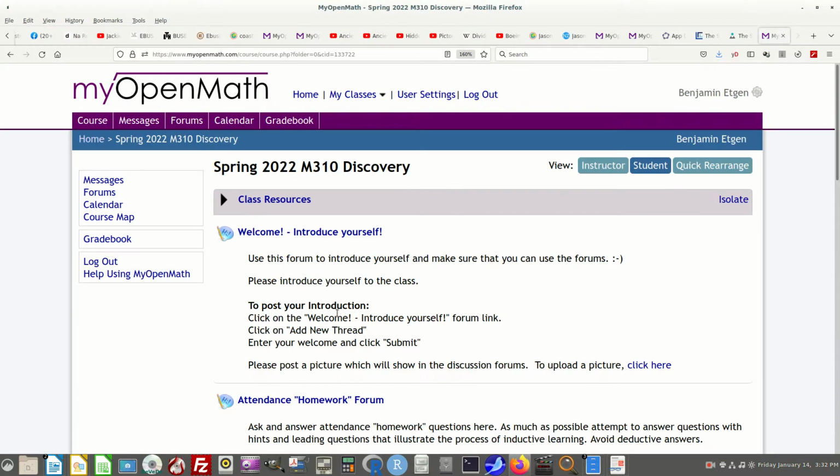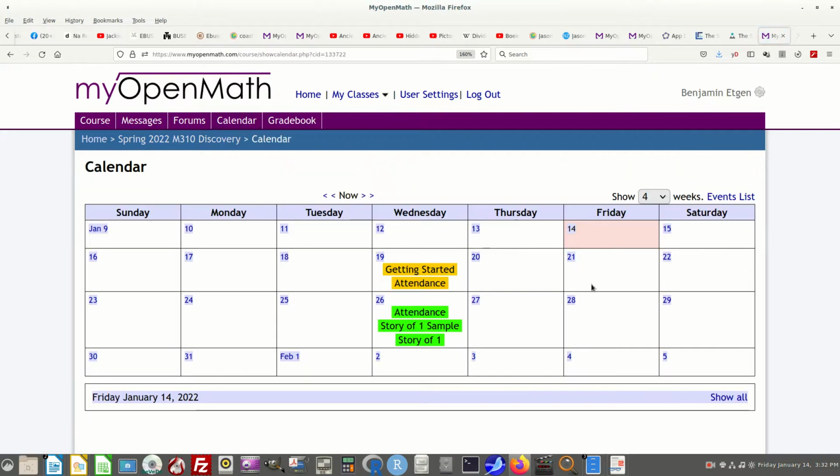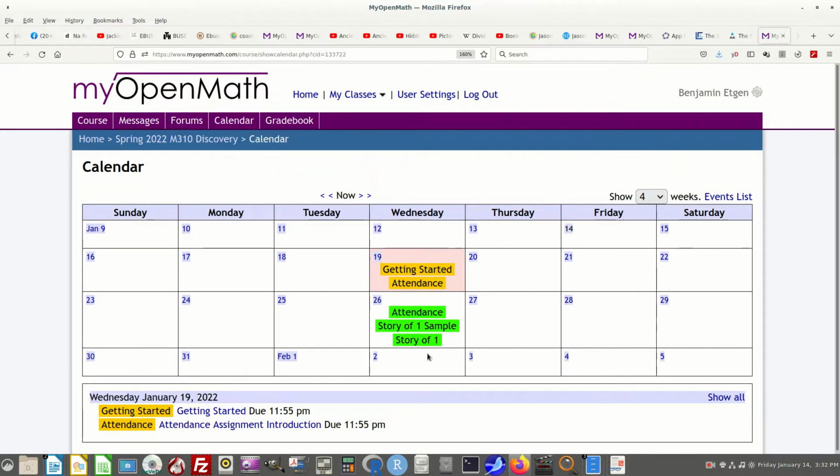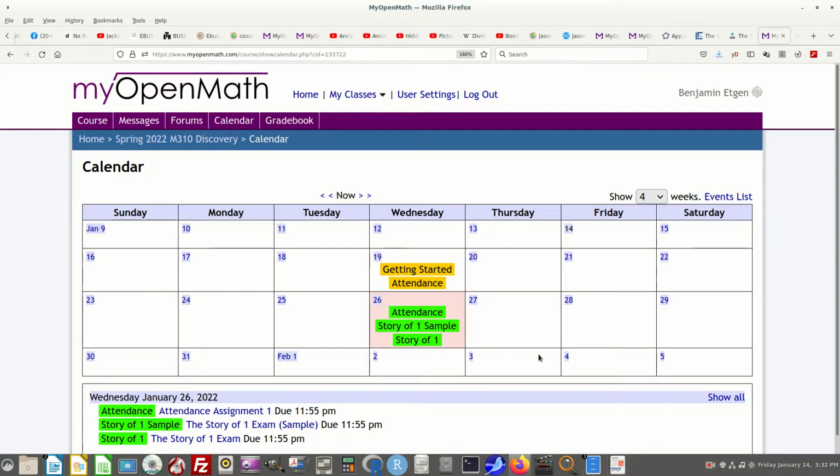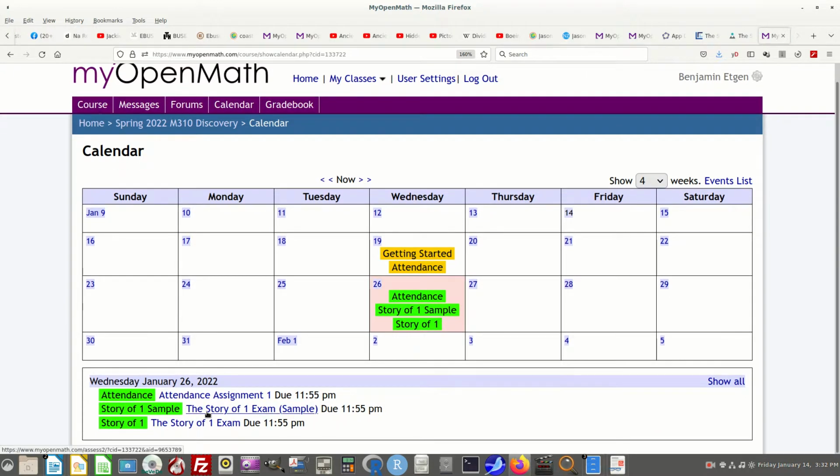Let's go to our course, and I'm going to click on the calendar. And notice that you can see the Getting Started assignments, and for that second week, you can see the sample story of one and then the story of one itself. So our calendar will always show us the next 2 weeks worth of assignments. So once we get to 2 weeks ahead of week 3, they'll appear at the same time at 11:55 p.m. So when the previous one closes at 11:55, the next week's assignments open.